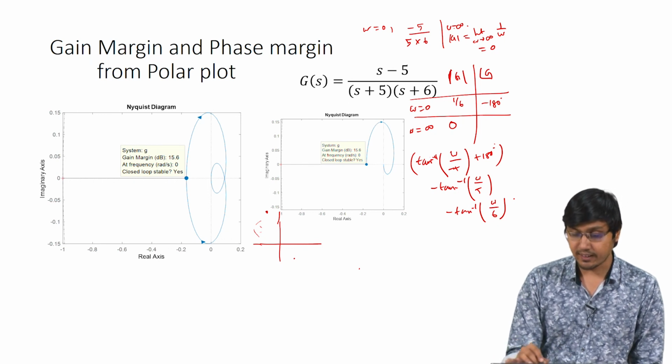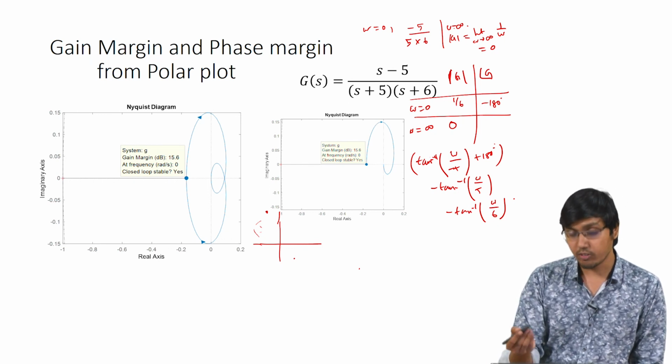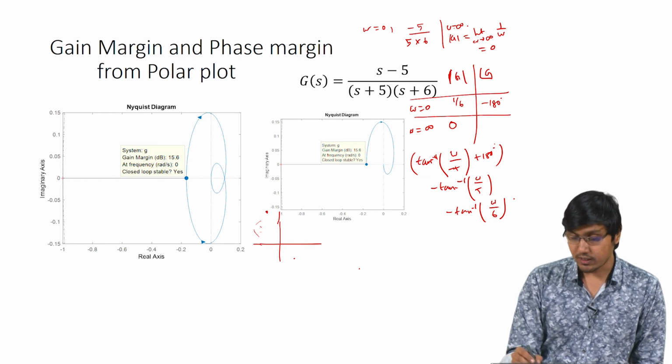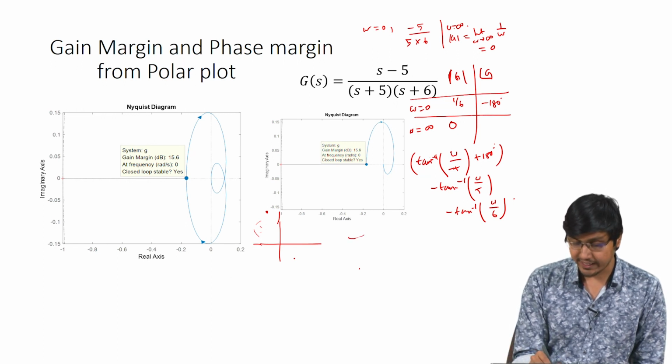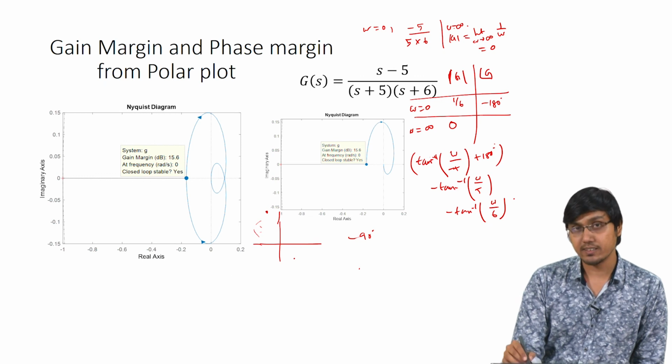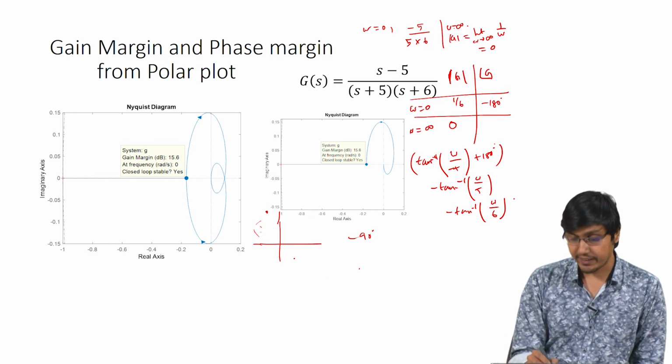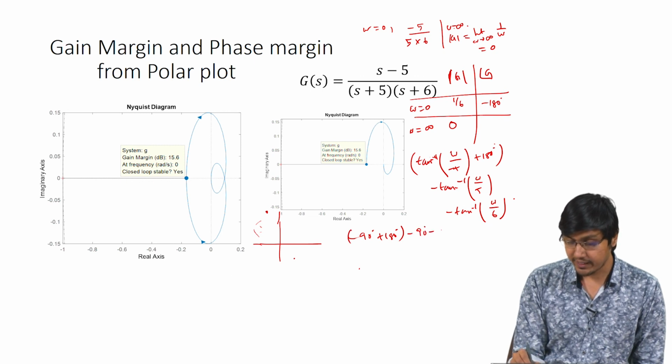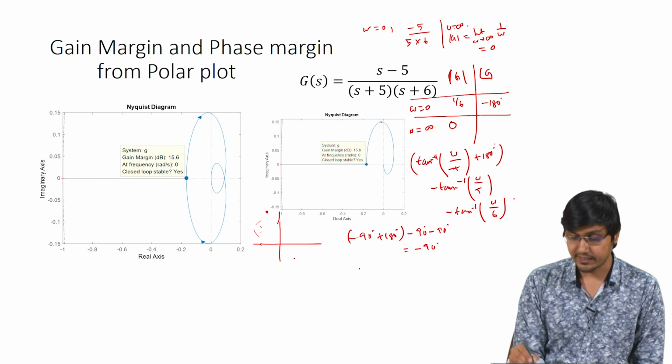Then we substitute omega equal to infinity. We have minus 90 degree, because tan inverse of minus infinity is minus 90 degree, plus 180 degree, then minus 90 degree and minus 90 degree. What it turns out to be is nothing but minus 90 degrees. So this is what you get here.